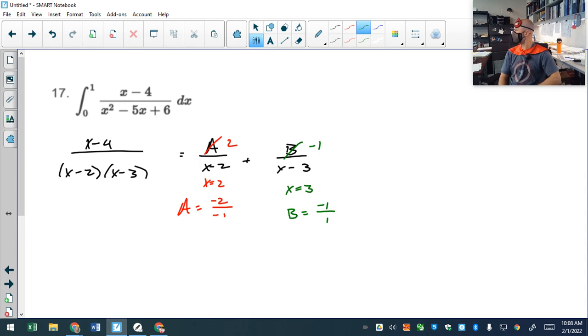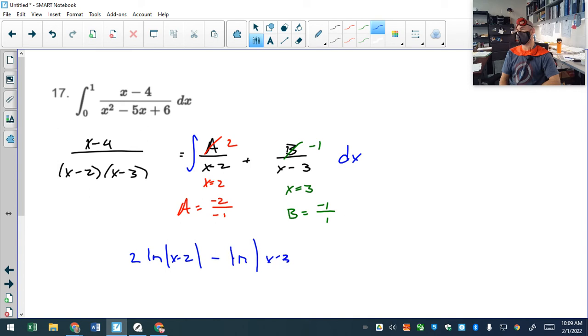So no fractions. This one's a lot cleaner. And when you do those antiderivatives, you're doing the antiderivative of those new fractions. If you pull that 2 and the -1 out, then you would have a top that is the derivative of the bottom. So the antiderivative becomes 2 natural log of the absolute value of x minus 2, minus 1 natural log of the absolute value of x minus 3. And then we would evaluate from 0 to 1.